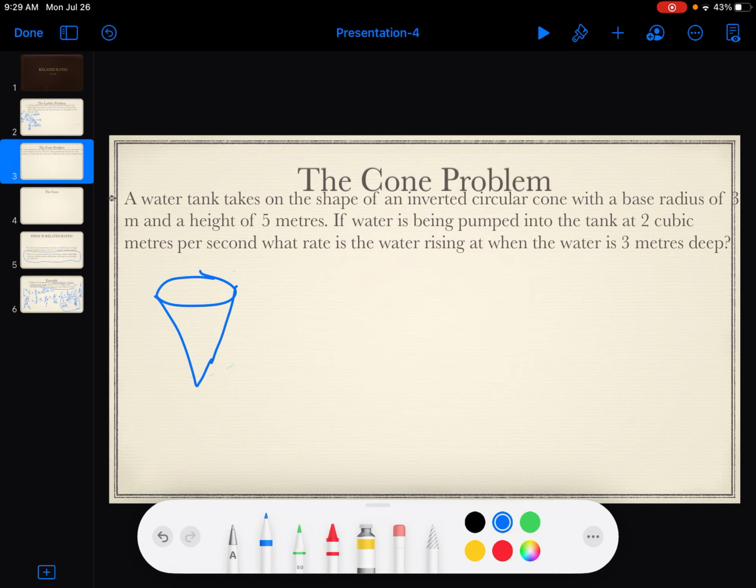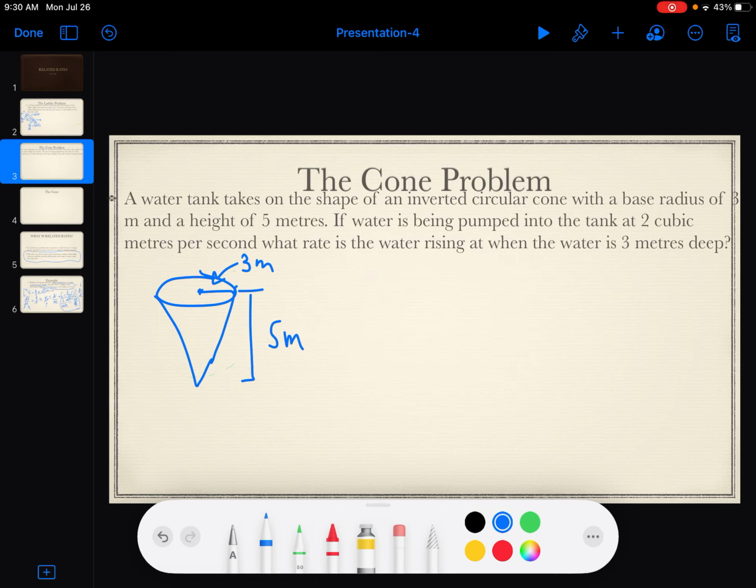So the base of this tank has a radius of 3 meters. And looking at this picture, this top flat circular area is the base, and it has a radius of 3 meters. And this entire cone has a height of 5 meters.